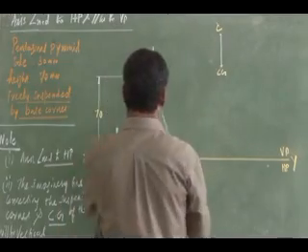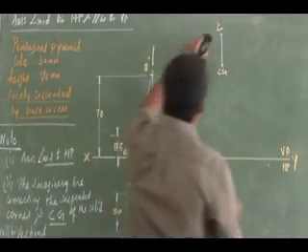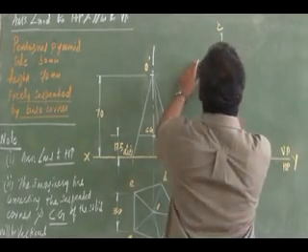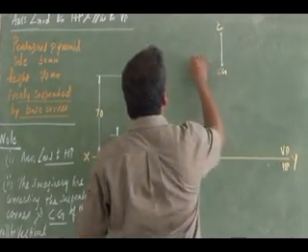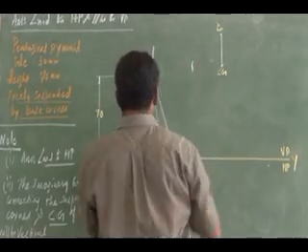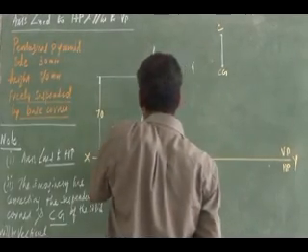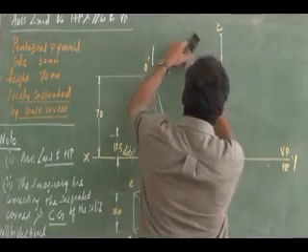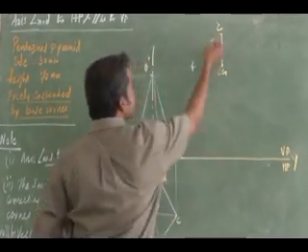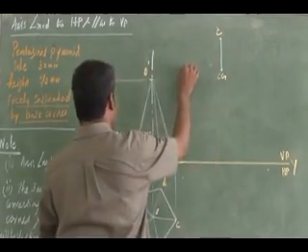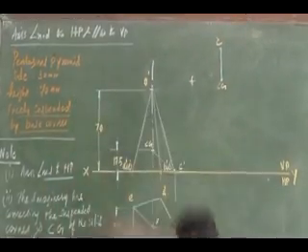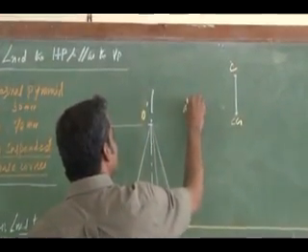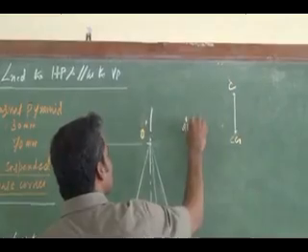Here, from CG, what is the distance to A? I have to measure it from CG. And from C to A, whatever the distance, this is nothing but my A dash B dash.